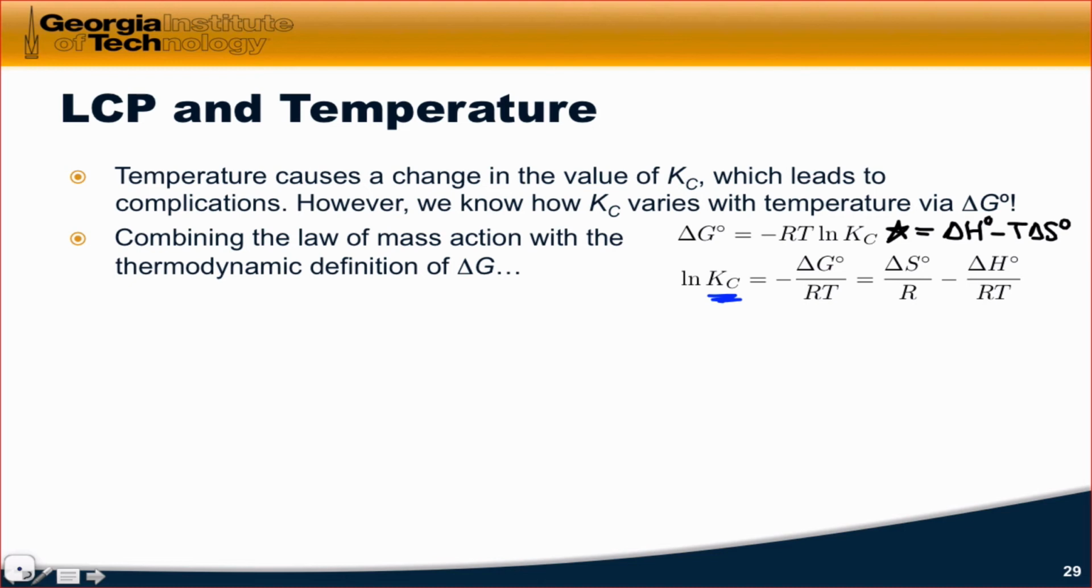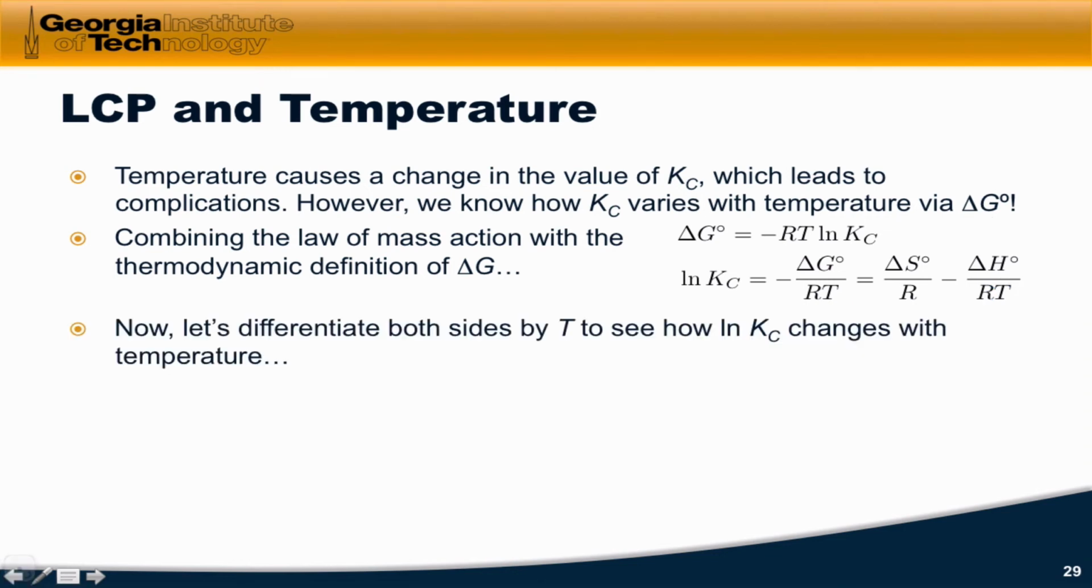It's equal to delta S over R, which doesn't have a temperature term and is just a constant, minus delta H divided by RT. So what we're finding here is that the natural log of Kc is proportional to 1 over the temperature. The constant of proportionality is negative delta H over R, and the y-intercept is delta S over R. So that proportionality is a little bit non-intuitive. The natural log is proportional to 1 over T.